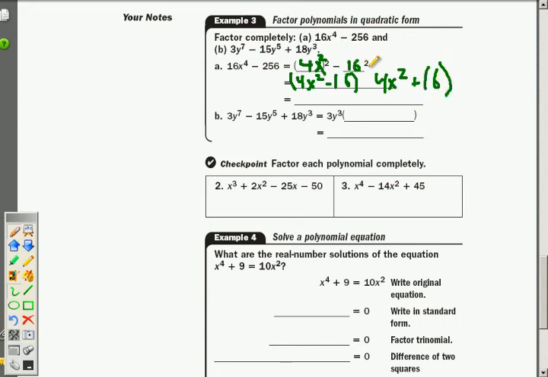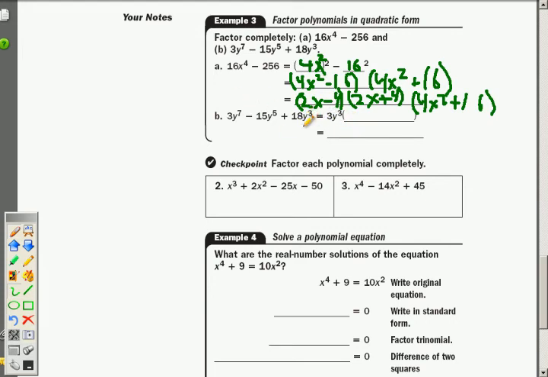But this is where they're talking about it's got to be factored completely. Now I still have a difference of squared here, 2x minus 4, 2x plus 4 times 4x squared plus 16. And that's factored completely. So on that one, you work it just like you would normally work it, but you got to notice that it's in that form.